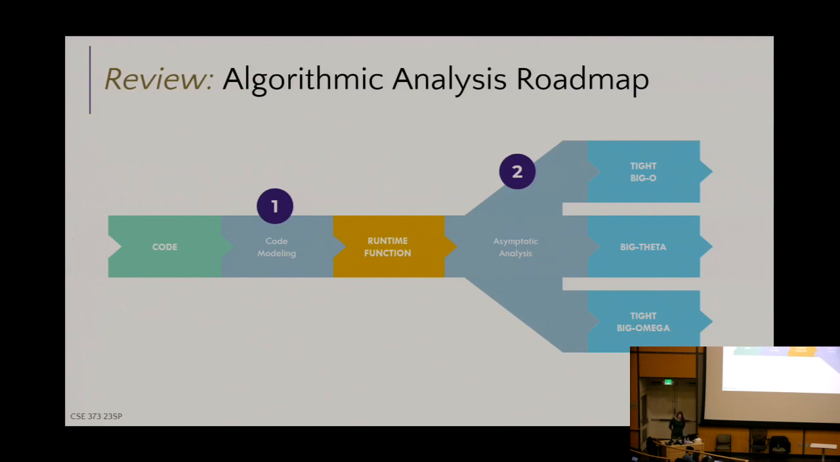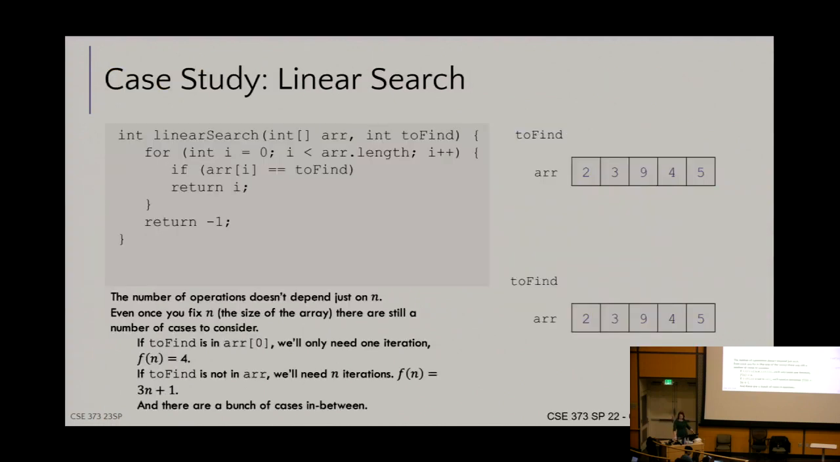So if you remember this sort of design, we are working our way through the roadmap of how to analyze code. We started with code model. So we went from the actual code you write to this sort of mathematical model that relates the size of the input to how many instructions are going to be run. That's that code model section. Then we went on to asymptotic analysis. We met big O, we met big omega, we met big theta. Well, let's add another layer.